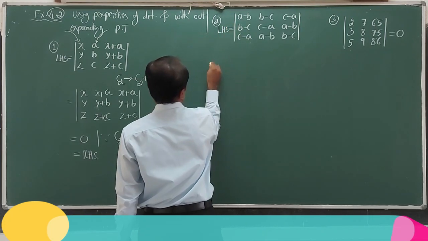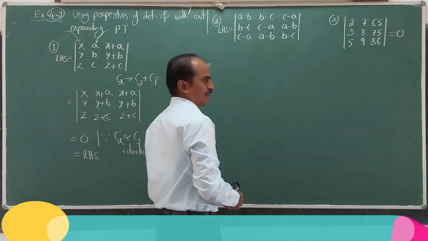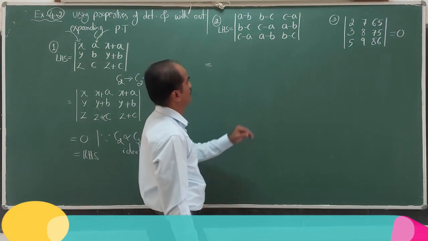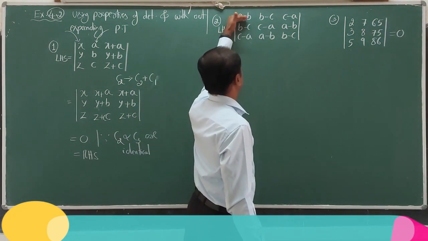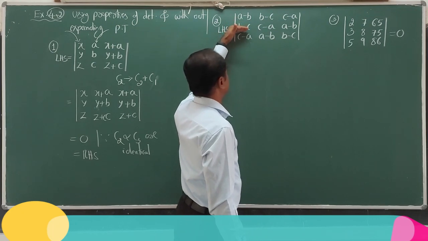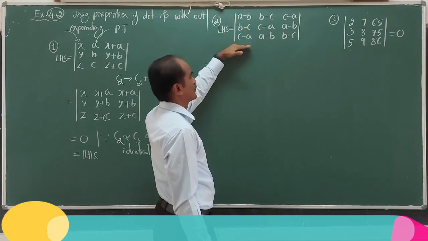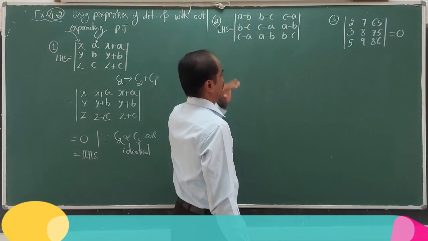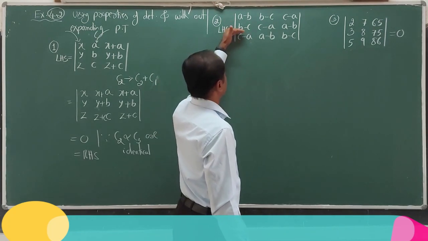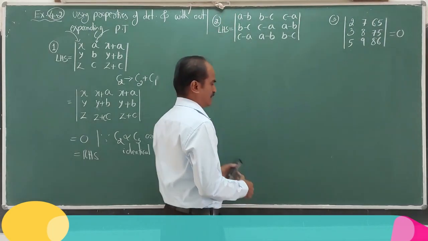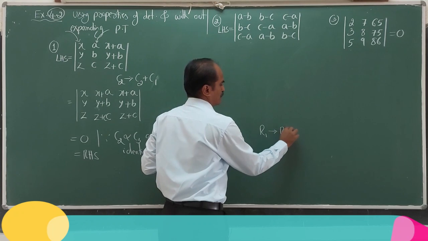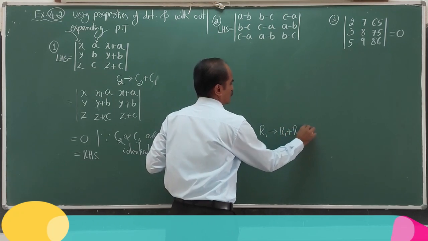So this is the given determinant. Make a good observation about the elements. Here a minus b, second row first entry b minus c, third row first entry c minus c. If I add the third row and second row elements to first row, that is I am writing R1 changes to R1 plus R2 plus R3.